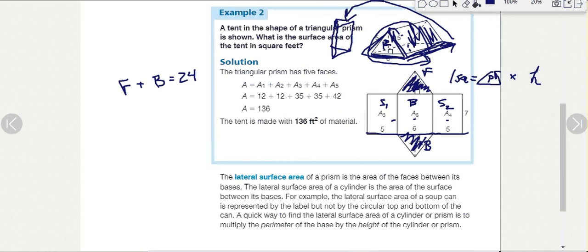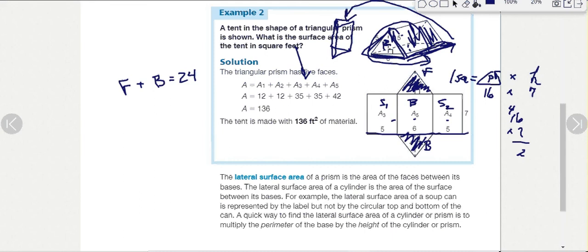So the perimeter of the triangle is 6 plus 5 plus 5, which is 16, times, what's the length of the tent? I've kind of crossed everything out at this point. I think it was 7. 7 times 16. I wonder if we're going to get the right answer. And you can do it this way. This is the old way, but I'm doing it with lateral surface area now, which I think I've already talked a little about this year.